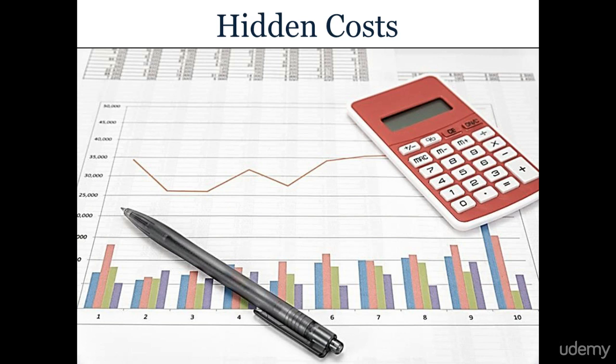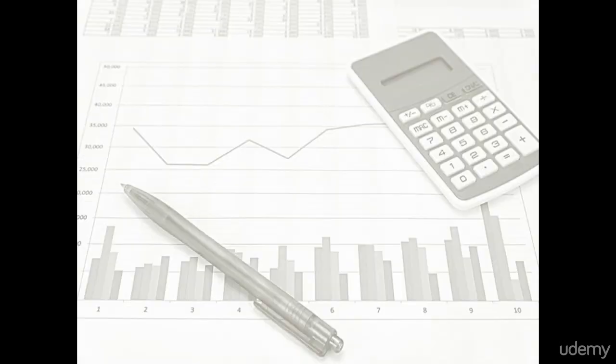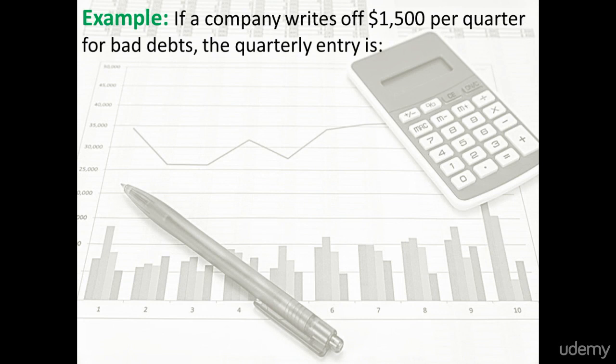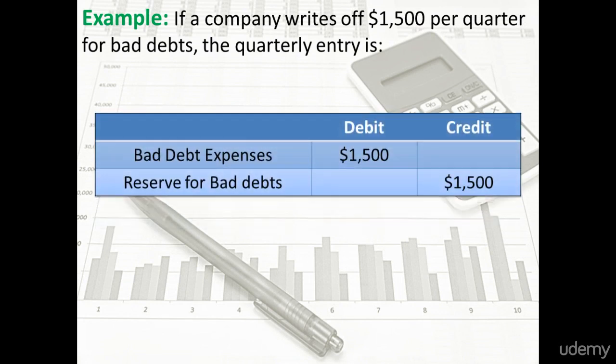The principle of recognition is a reference to the accounting period in which an expense is recorded. A bad debt is recorded by reducing the current asset accounts receivable by the reserve amount, offset by a current year expense. For example, if a company writes off $1,500 per quarter for bad debts, the quarterly entry looks like this.